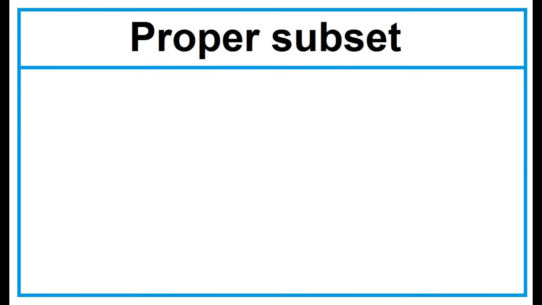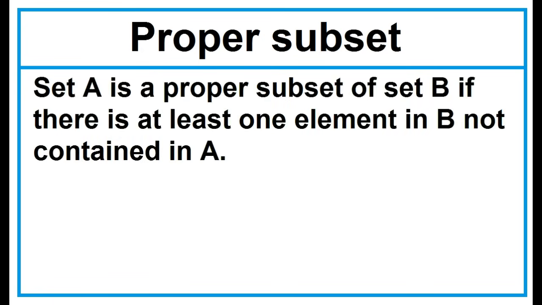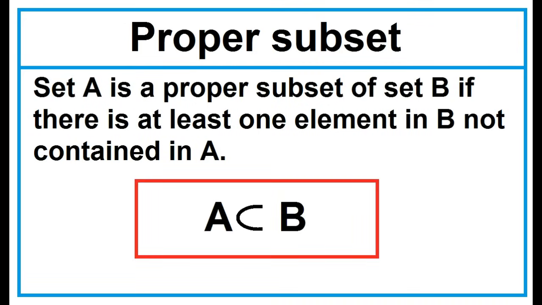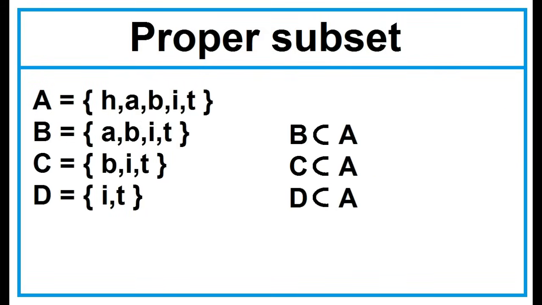Proper subset. Set A is a proper subset of set B if there is at least one element in B not contained in A. In symbol, set A is a proper subset of set B. Example, given sets A, B, C, and D. Set B is a proper subset of set A. Set C is a proper subset of set A. Set D is a proper subset of set A.